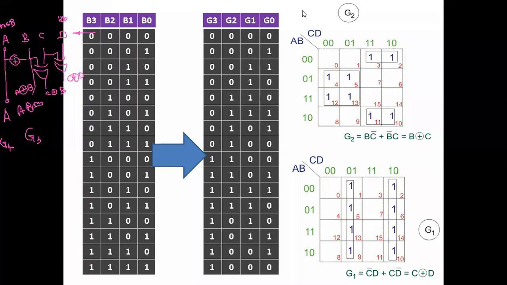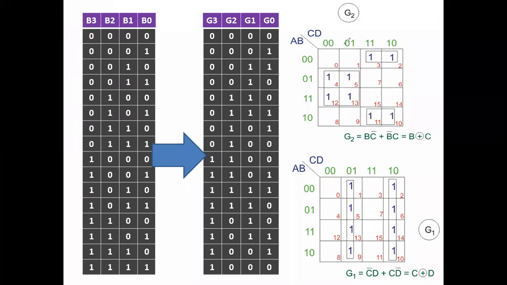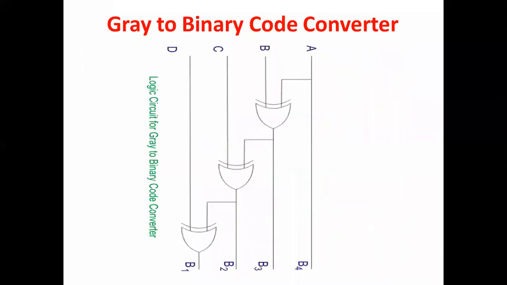Now we are moving into the gray code to binary code conversion. You know the procedure is similar to the binary to gray code conversion. Only a little different: here we have to take the given gray code as it is.